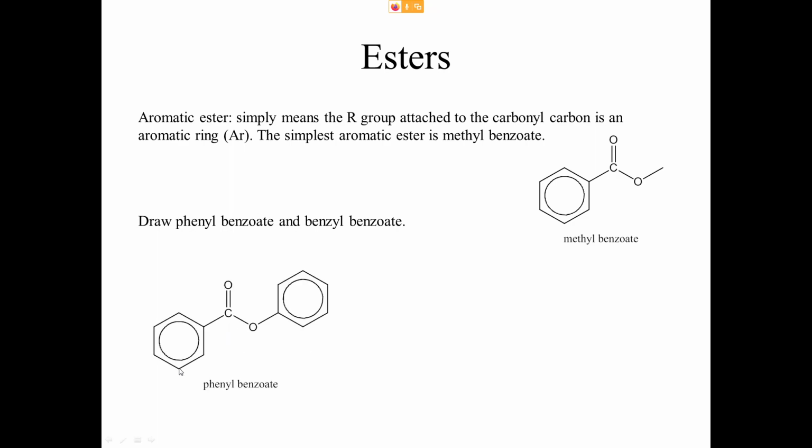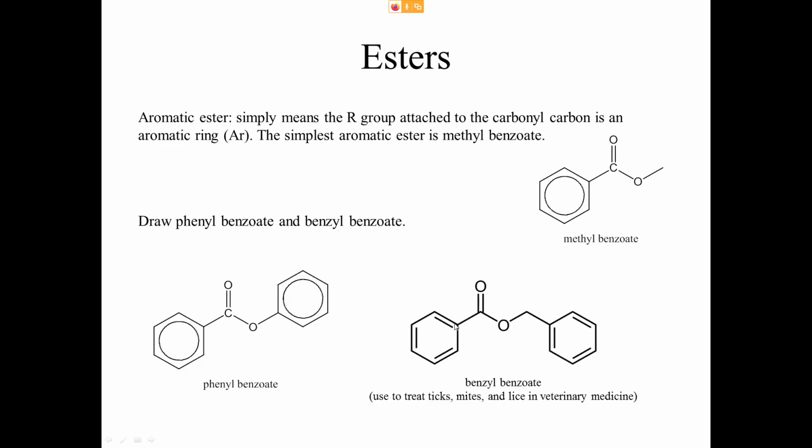You had your benzoate you drew here, and then the benzene ring attached to it. That's a phenyl substituent. But if it says benzyl, we reserve that word to mean a benzene ring attached through another carbon, so there's an additional carbon there. So this is phenyl benzoate and benzyl benzoate. And benzyl benzoate is used in veterinary medicine all the time to treat animals for ticks and mites and lice, because it kills those insects.